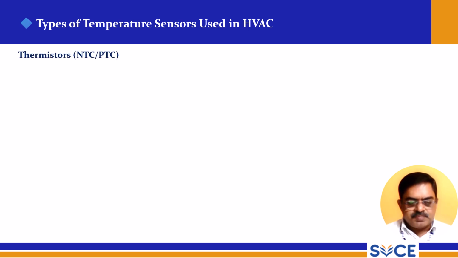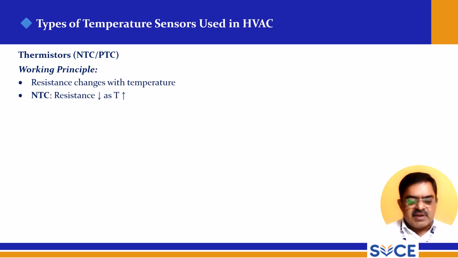So, thermistors. There are actually two types of thermistors, NTC and PTC: negative temperature coefficient thermistor and positive temperature coefficient thermistor. A thermistor is normally a resistance type temperature detector. The working principle is very simple: resistance changes with temperature. In case of NTC, resistance decreases as temperature increases. In case of PTC, the resistance increases as the temperature increases.